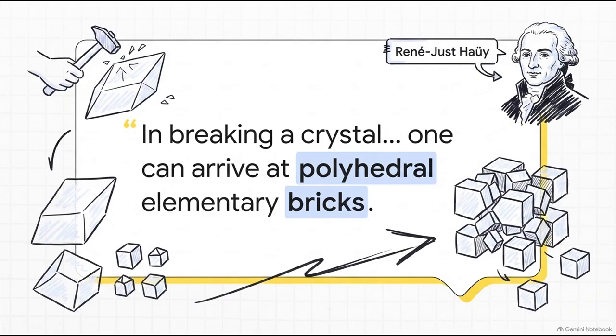Picture this. You take a hammer to a beautiful, flawless piece of calcite. That's essentially what René Just Haüy did back in the late 18th century. And just through the simple act of observing how those crystals cleave and shatter, he made this profound deduction. He said, in breaking a crystal into smaller and smaller pieces, one can arrive at polyhedral elementary bricks. I love that, because it perfectly captures our human quest to find order in nature. We've just always intuitively known that if you keep zooming in, you've got to eventually find the fundamental repeating building blocks of matter.